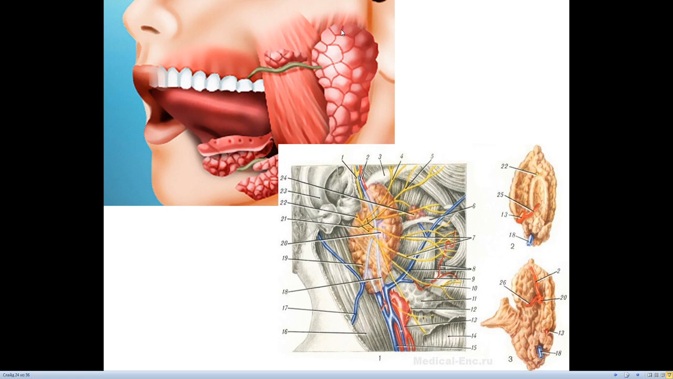Fascial capsule is very poorly developed, and the gland opens by the duct in the vestibule of the oral cavity on the level of the second molar of the upper jaw.